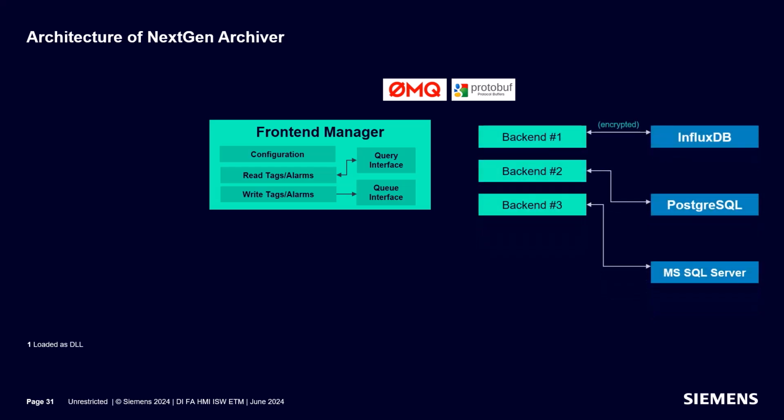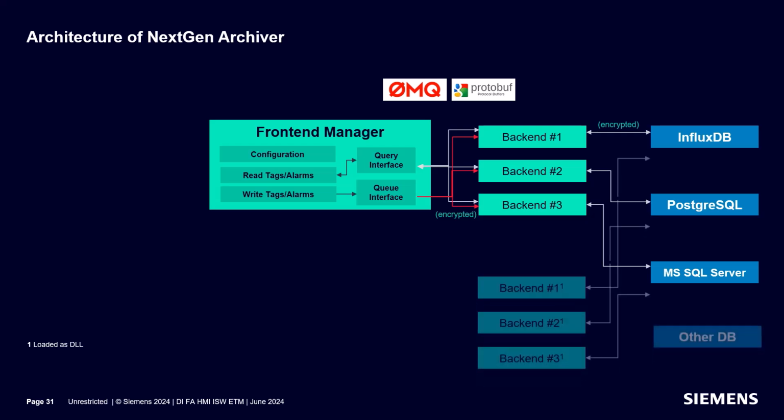The backend is responsible for data storage and retrieval. In the NGA architecture, multiple backends can be used, such as InfluxDB, PostgreSQL, or MS SQL. Each backend handles the actual data storage and can operate independently. Data flow. The arrows in the figure indicate the flow of data between the front-end and the backend. The NGA Front-End Manager sends data to the backend for storage and retrieves data for user queries. The red arrows show how data is transferred from the Front-End Manager to the backends and databases.